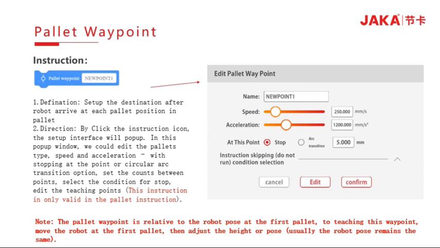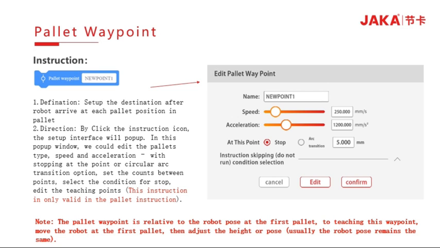Pallet waypoint. The user could add a waypoint for the pallet. Notice the order for waypoint teaching. The definition of waypoint is the end position for the robot after arriving at each pallet.